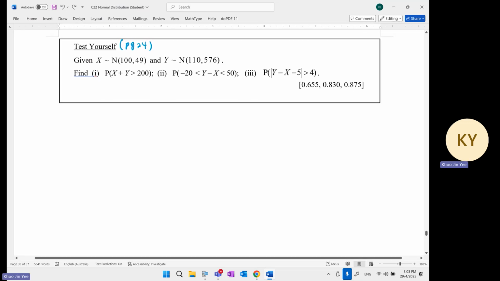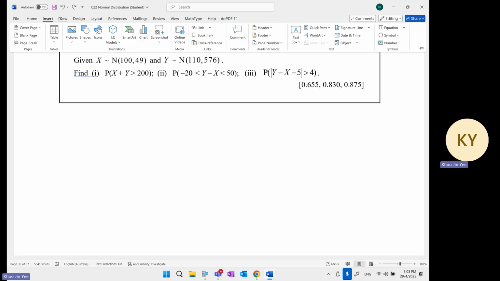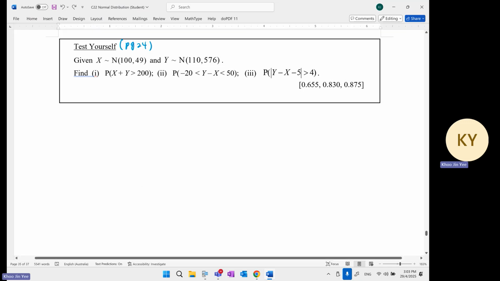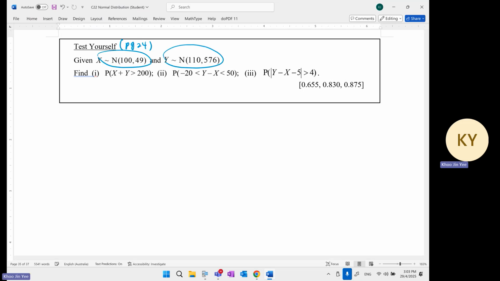Now, you have many ways to do this. The first thing that we'll take a look at is this. We are looking for x plus y, so we are given these two quantities over here. So let's combine them. Sums and multiples of normal distribution will still be normally distributed. So we need to figure out the mean of x plus y and the variance of x plus y.